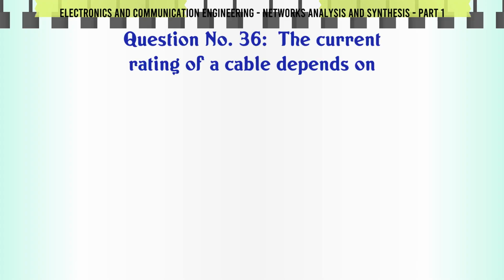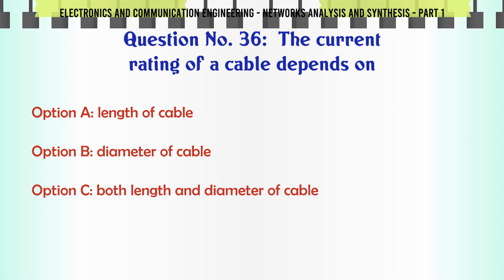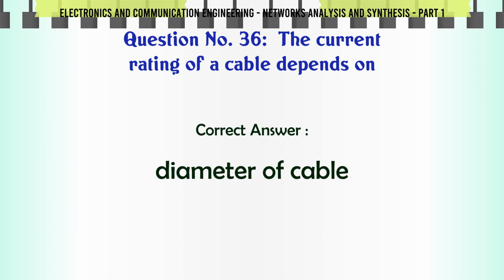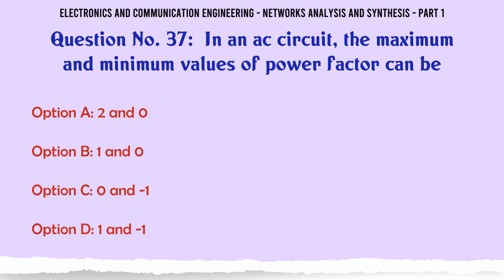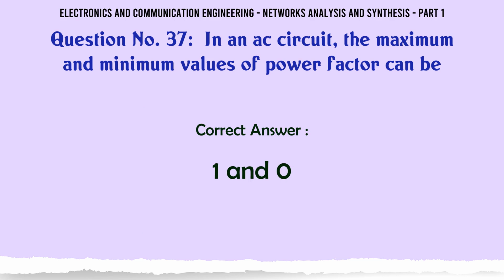The current rating of a cable depends on A length of cable, B diameter of cable, C both length and diameter of cable, D none of the above. The correct answer is diameter of cable. In an AC circuit the maximum and minimum values of power factor can be A 2 and 0, B 1 and 0, C 0 and 1, D 1 and 1. The correct answer is 1 and 0.